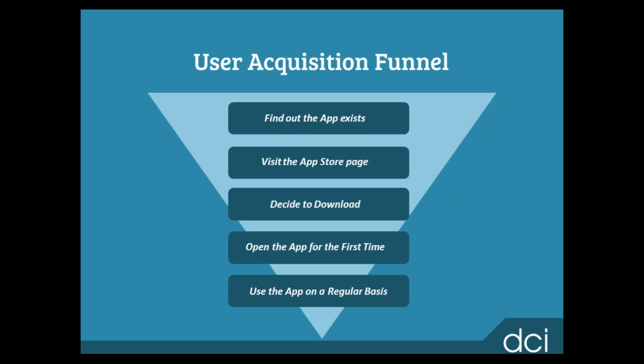The user acquisition funnel starts with the user finding out that your app exists. Then they visit your App Store page. Then they decide to download and open the app for the first time and keep using the app on a regular basis. This funnel has a lot of leakages in between. So you need to find out where and when to trigger a particular event and provide the user with the required information so that they download the app and keep the app on their device.